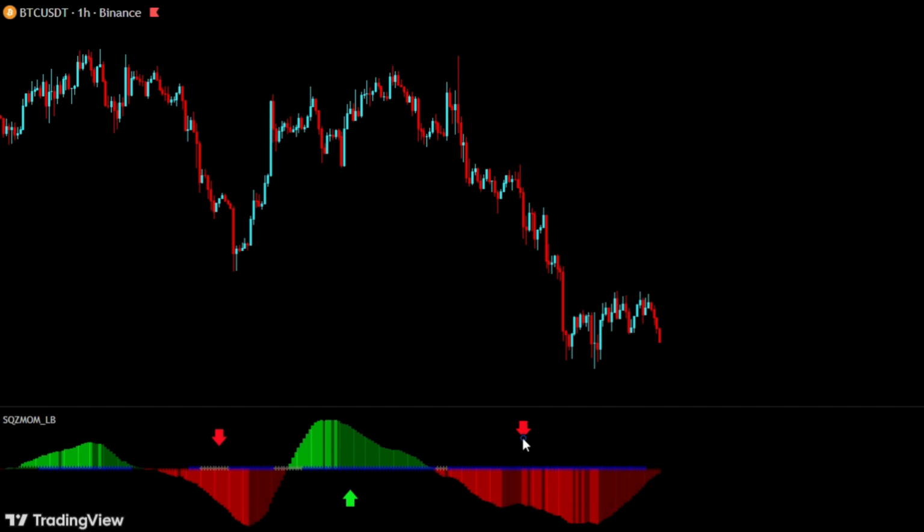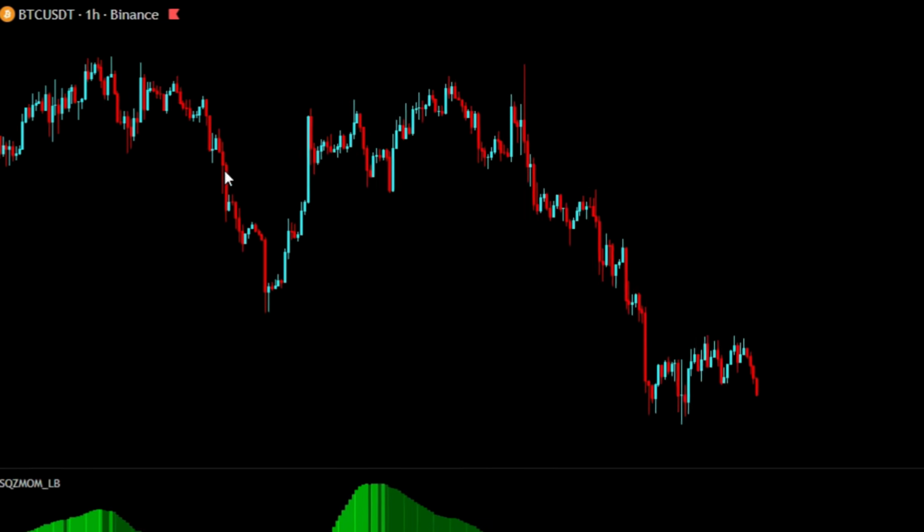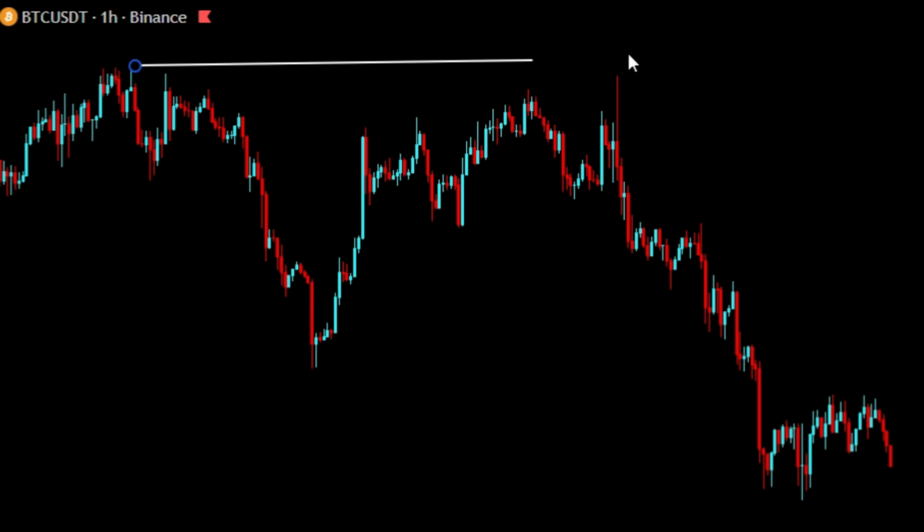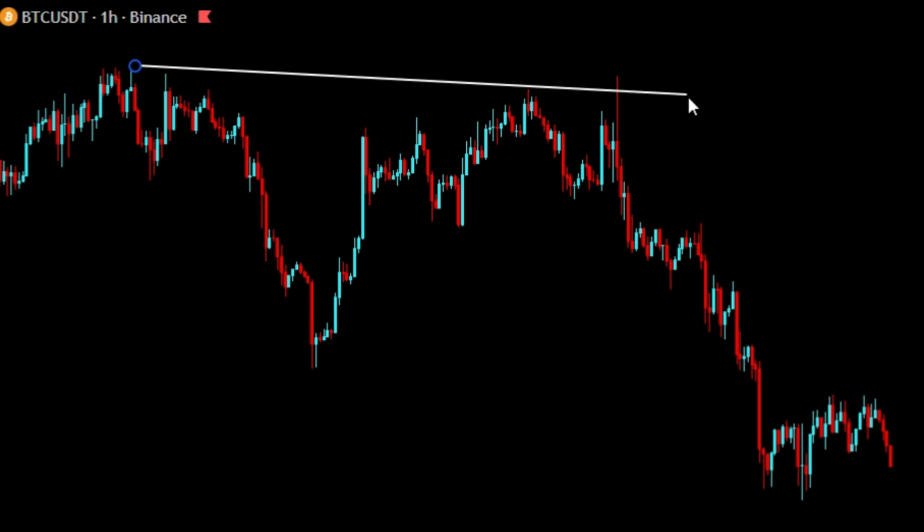In simple terms, the oscillator tends to switch colors around the midline as momentum shifts between the bullish and bearish conditions. Now here's where things get really interesting. Take a look at this chart. Price is making lower highs, which tells us that the overall trend is still bearish. The market structure is pointing downward, and based on price action alone, you would expect that weakness to continue.